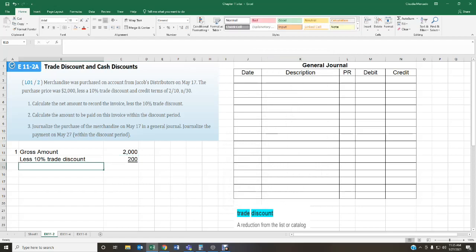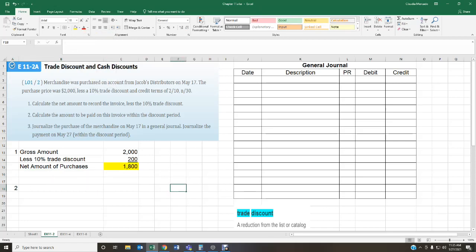Okay, and then we can figure out the net amount of purchases. Okay, so the net amount will be equal to your gross amount minus your trade discount of 10%. That will give you a net amount of purchases of $1,800. Okay, so that is requirement number one.